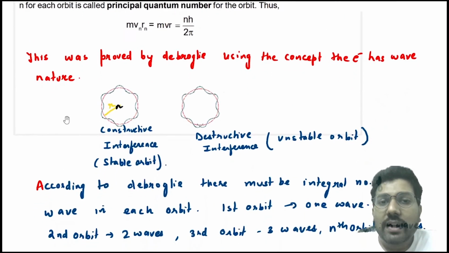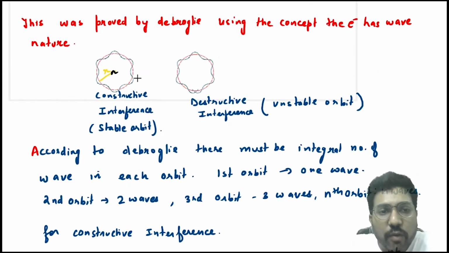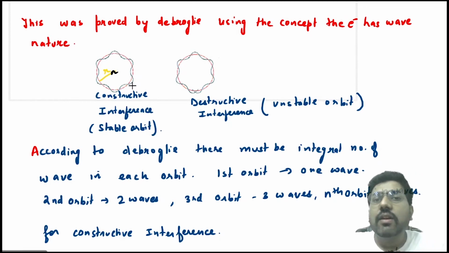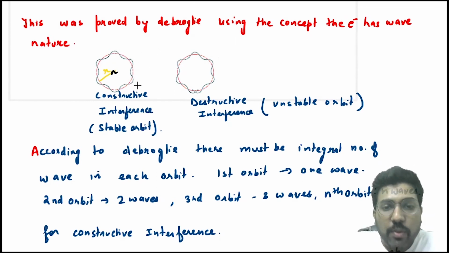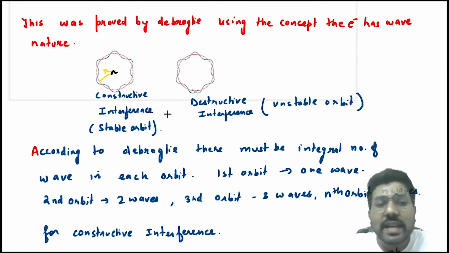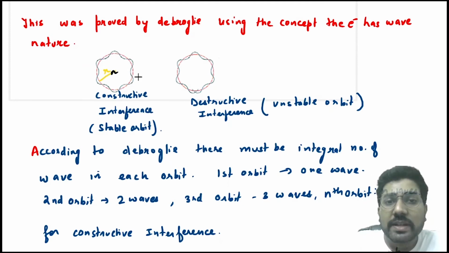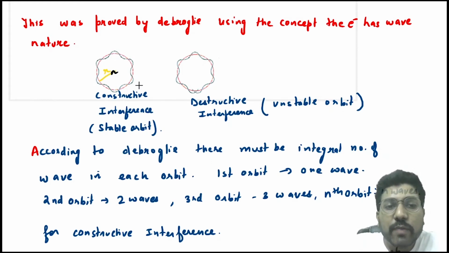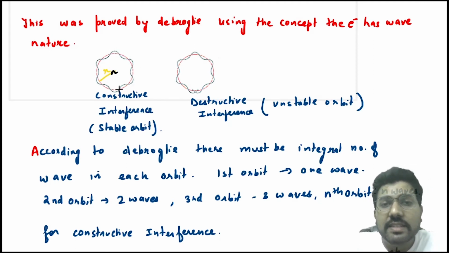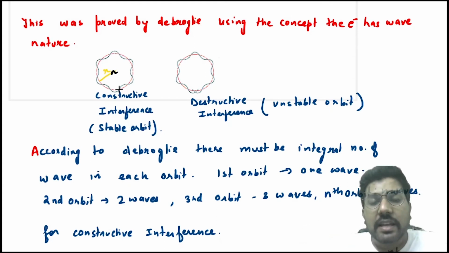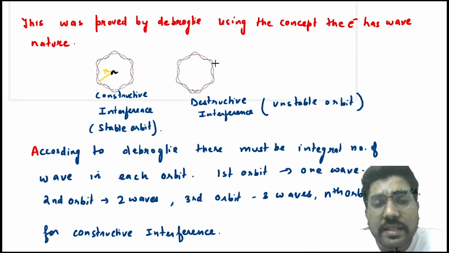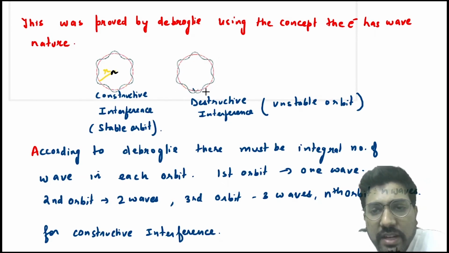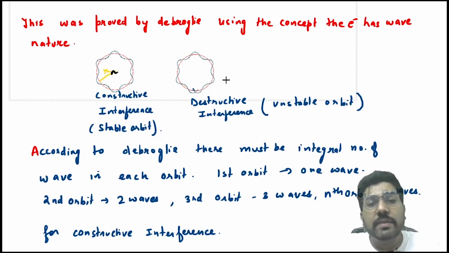Okay, now what he used was that an electron is revolving around the atom, and it also has a wave nature. According to de Broglie, there must be an integral multiple of waves in each orbit. If there is an integral multiple of waves, there will be constructive interference and the orbit will be stable. If the wave is not an integral multiple of the wavelength, what will happen? There will be destructive interference and the orbit will be unstable.